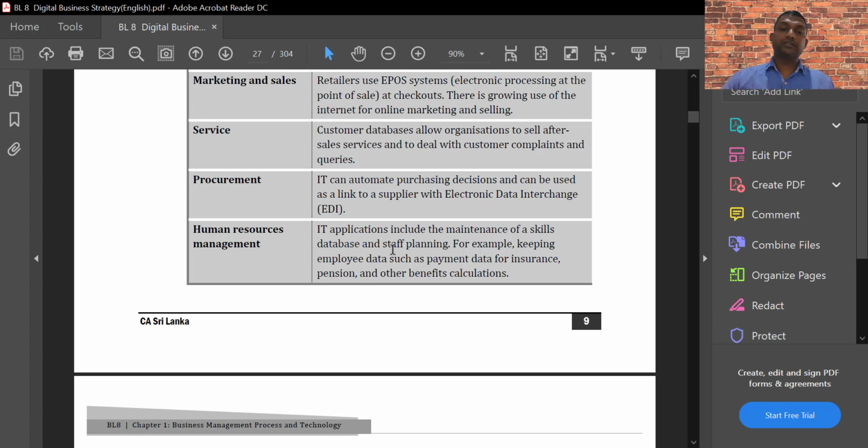It will also keep information about the employees, payment data, employee insurance, pension, and other benefit calculations are also possible.